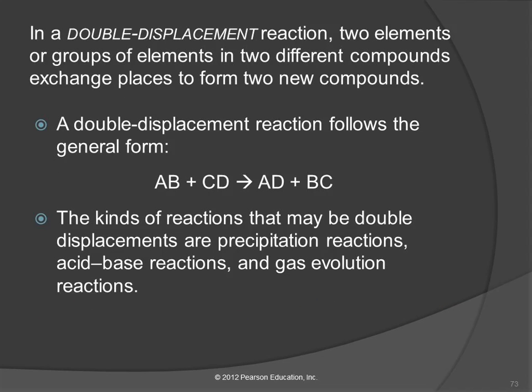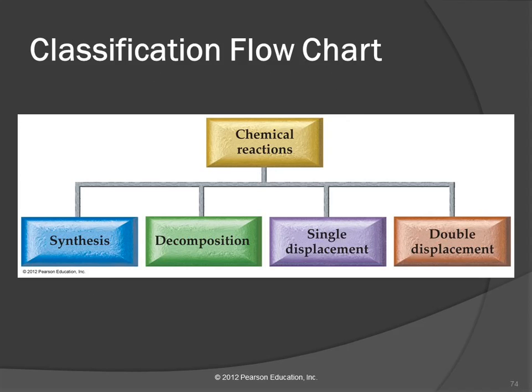Double displacement, we looked at a lot of those today. The precipitation reactions, we're swapping ions. The acid-base reactions, swapping ions. The gas evolution reactions, we were swapping ions. It's just that one of the products was unstable and then gave off a gas. So we got a couple of flow charts there.